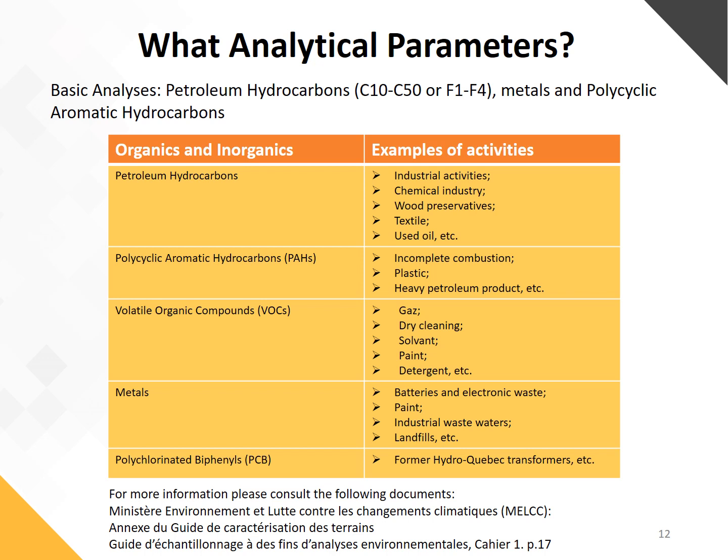Then you also need to know before you go on site what are the different analytical parameters that you're going to ask the lab to do. When you don't have any idea of the contaminant or the source of contaminant or the activities that have been occurring on the site, you can go with the basic analysis. So petroleum hydrocarbons, metals, and polycyclic aromatic hydrocarbons. But then if you have a better idea of what happened at the site, you can just go directly with the activity and see what are the different contaminants associated with that specific activity.